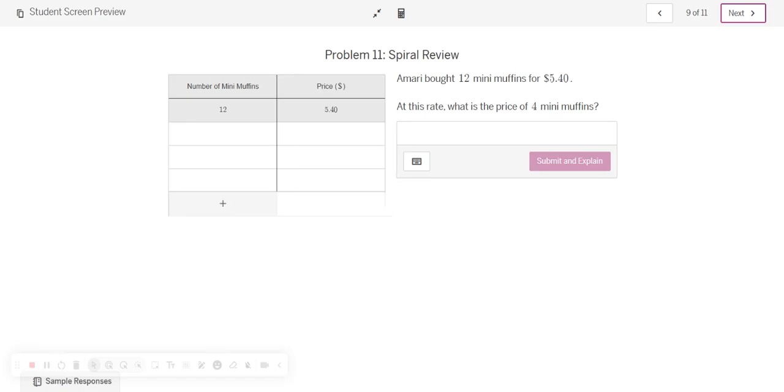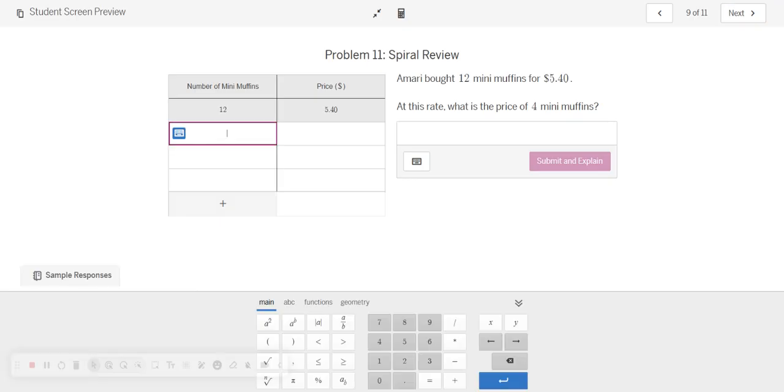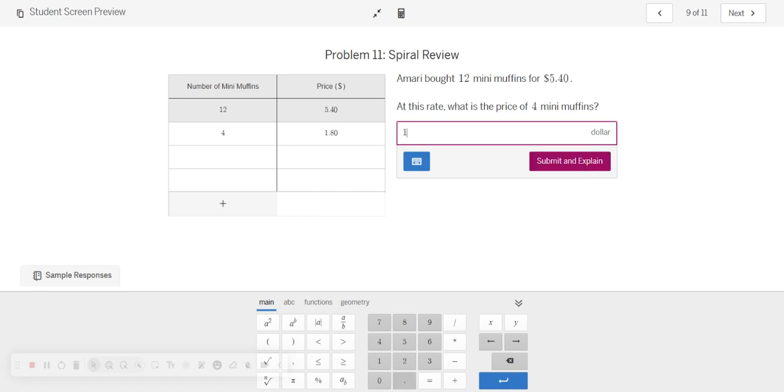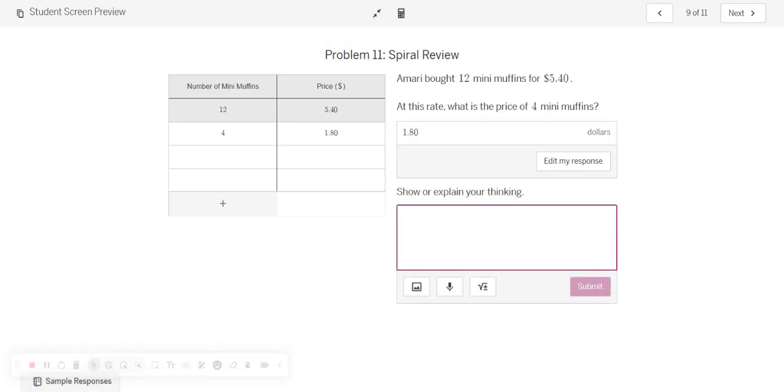Okay, I kind of do this one different than the book because trying to get from 12 to 4 is nice. It's just I divided by 3. And 540 divided by 3, 5 divided by 3, like I get that it's going to be $1.80 for those 4 muffins. And so I just divided both sides by 3. So at this rate, what is the price of 4 muffins? $1.80. Submit and explain. I divided by 3.